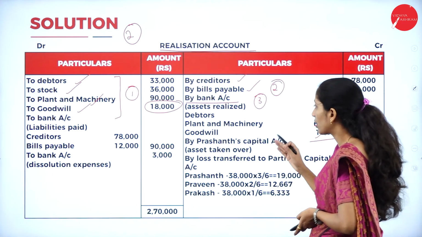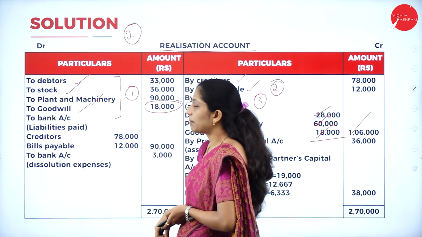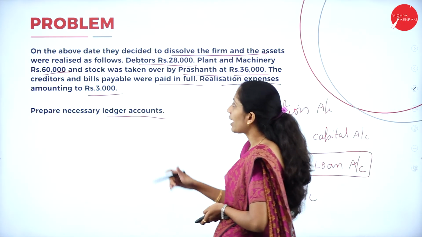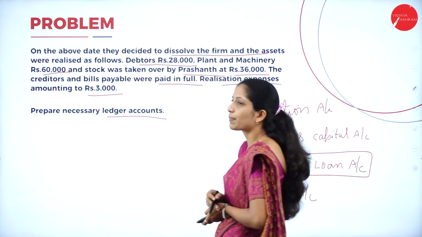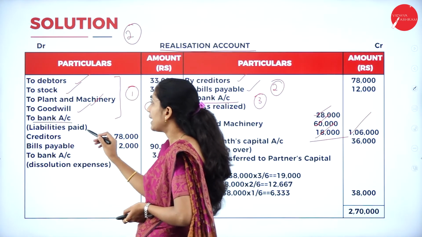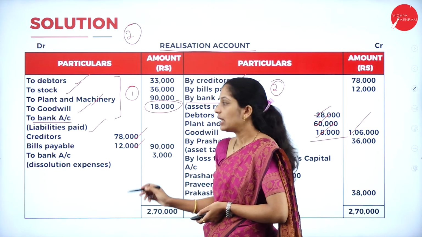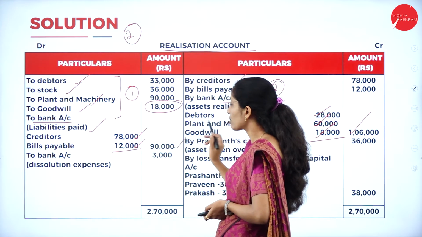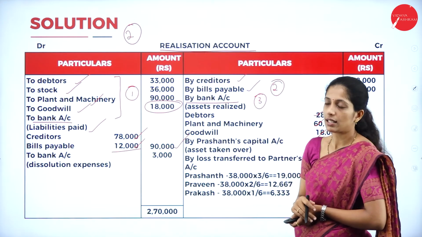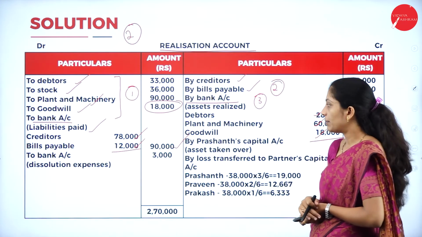Next, what you have to record? Using this cash, we have to make payment to the liabilities. Now, what they have told about liability, creditors and bills payable were paid in full. So, how to record? To bank account, liabilities paid. So, which are the liabilities? Creditors and bills payable. It is 78,000 and 12,000. So, the total is 90,000. So, we are done with this. Now, we have paid the liabilities.